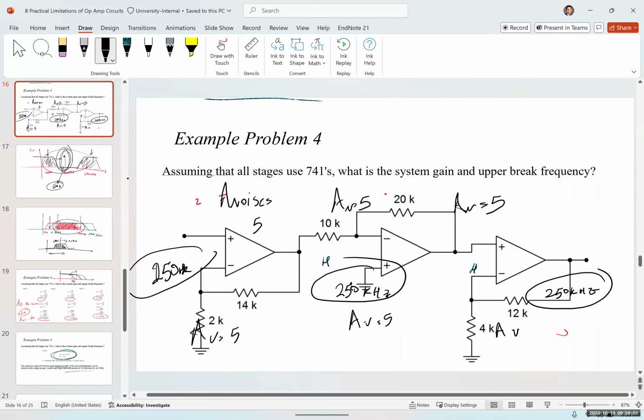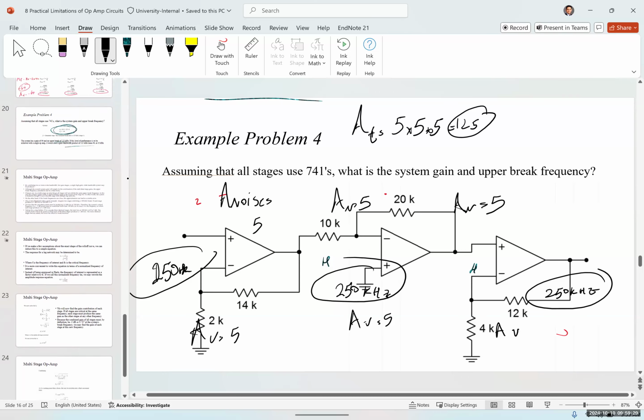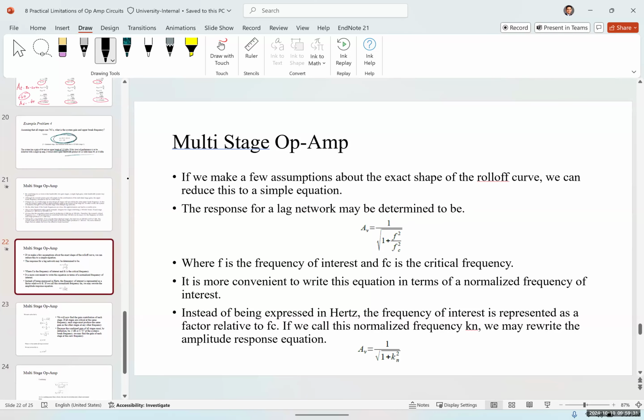So something interesting happens here. The overall gain again is the multiplication of each gain. So 5 times 5 times 5, it's going to be 125. But the cutoff frequency is no longer 250 kilohertz. All of them are the same, but we can't pick one of them as the upper cutoff frequency. In this case, the upper cutoff frequency is determined by this equation.